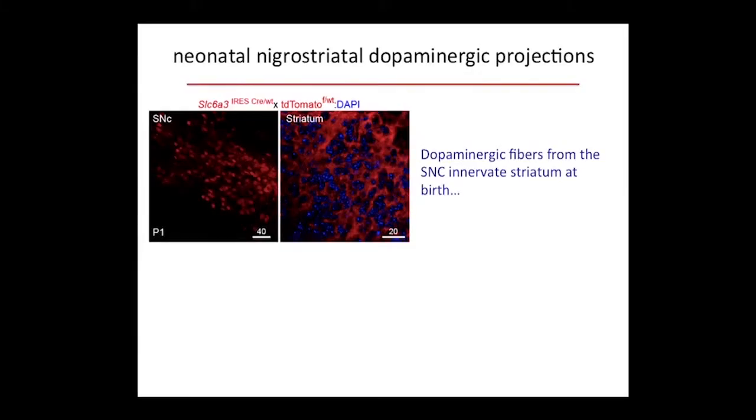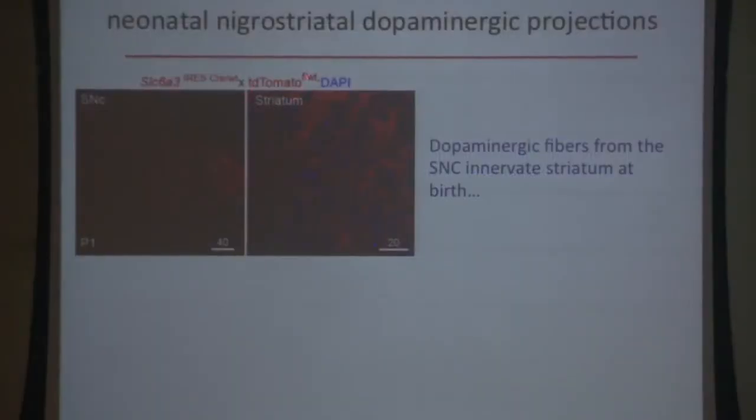Well, this is an image of the expression of tdTomato in an animal that expresses Cre recombinase under the dopamine transporter promoter. This is a knock-in in this case, crossed to a conditional tdTomato. So we can see red expression in the cells that express this dopamine transporter. And you can see that in SNc at birth, we already have activation of this. Furthermore, if we look in the striatum, we can see the axons of these cells innervating striatum. So even at birth, these fibers are already in striatum.